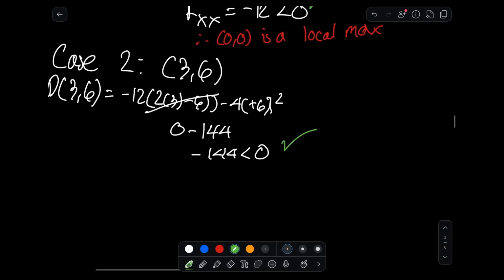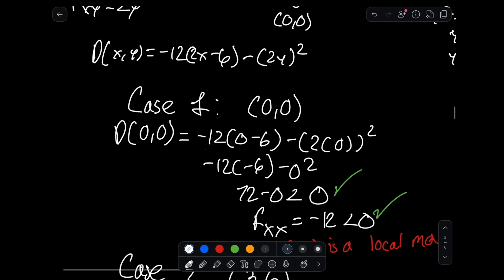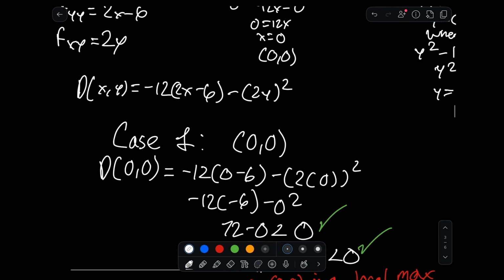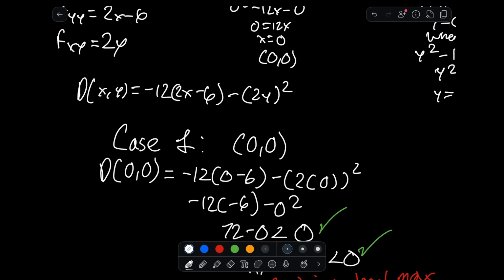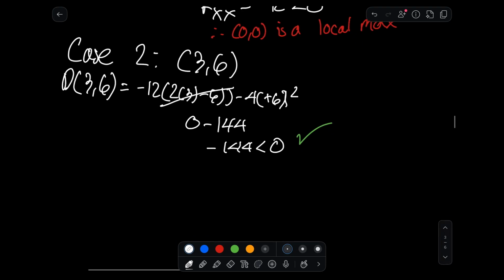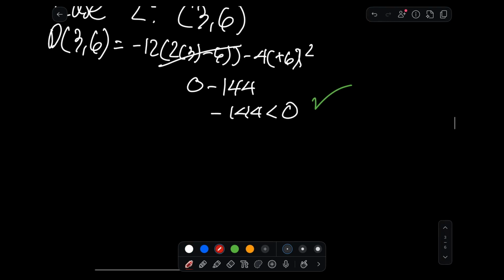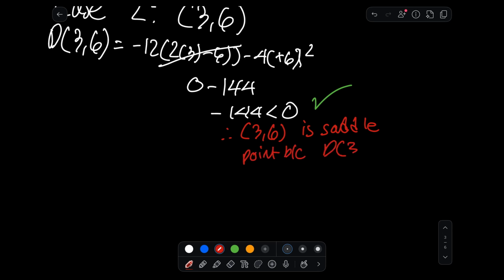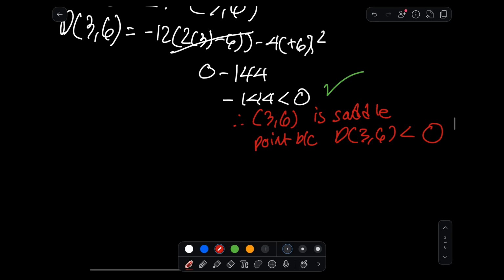Now we need to check, since this is less than 0, we have to make sure that the second partial with respect to x is greater than 0 at this value. And in fact, oh, actually, no, we don't have to check it. It has to be greater than 0 for local maxes and mins. It has to be a saddle point, actually. So now we caught that, actually. That's perfect to catch that. Therefore, (3, 6) is a saddle point because D of (3, 6) is less than 0.